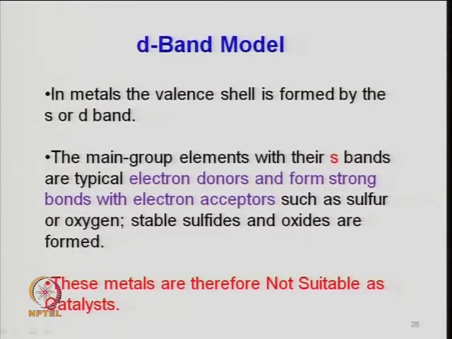The main group elements, with their s bands, are typically electron donors and form strong bonds with the electron acceptors. So, we talk about acidity and basicity.